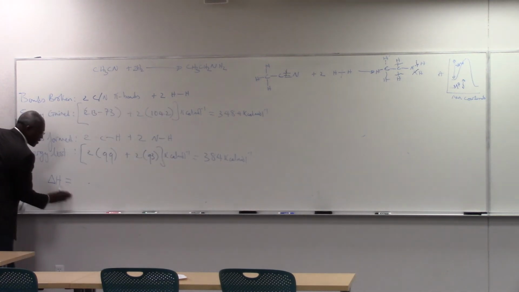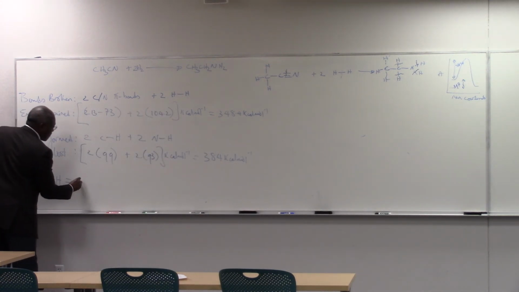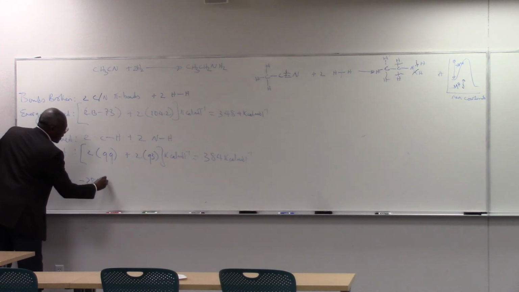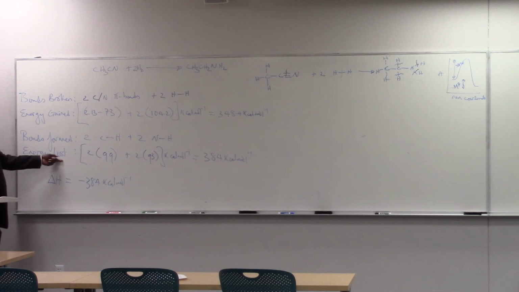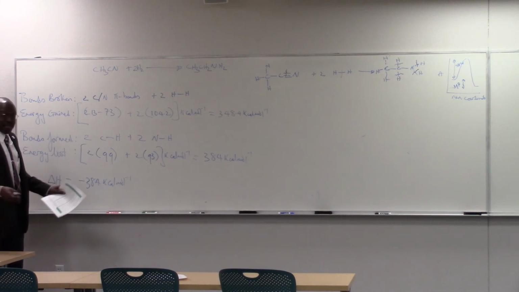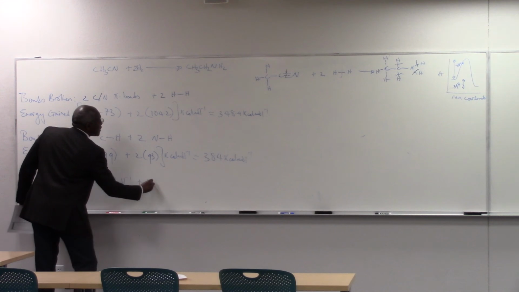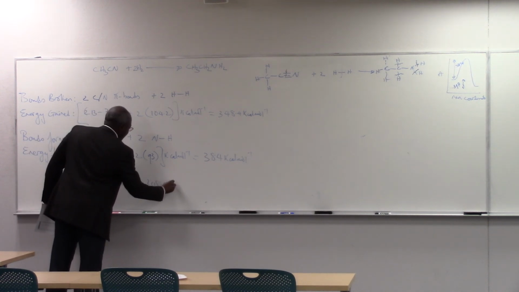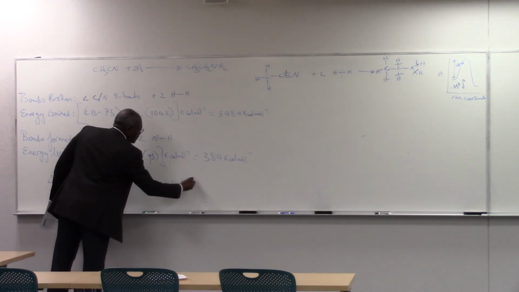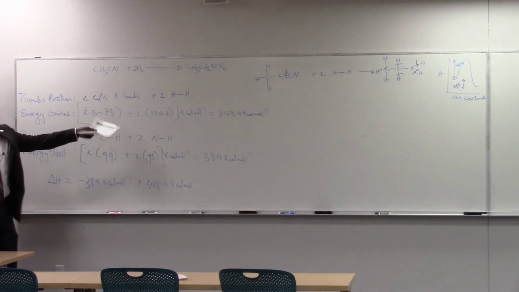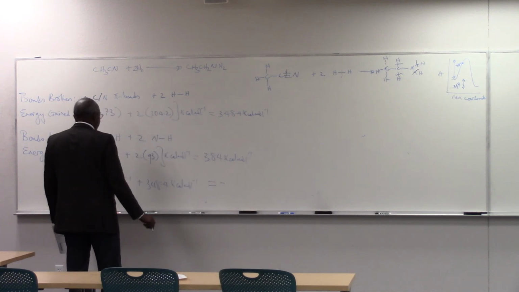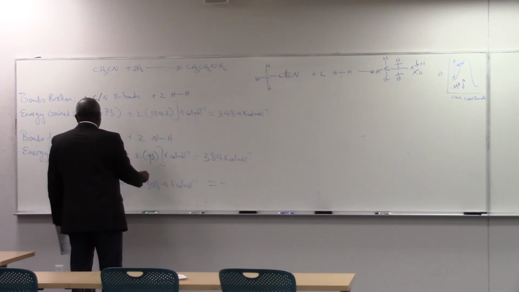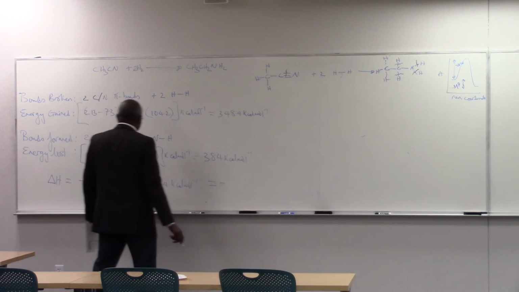So my delta H is the sum of those numbers. It is minus 384 kcal per mole. Right? That's for the energy lost. I'm just going to add them, bearing the signs, plus 348.4 kcal per mole, which is the amount of energy I've put in. And so that is going to be exothermic to the tune of, that's 40.